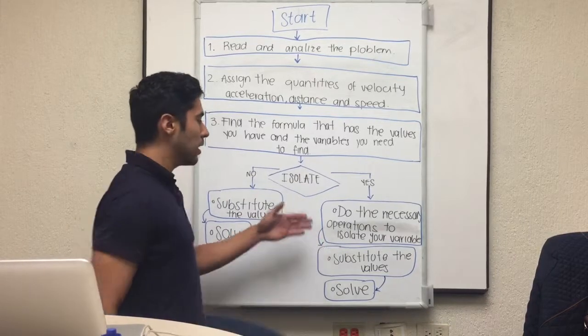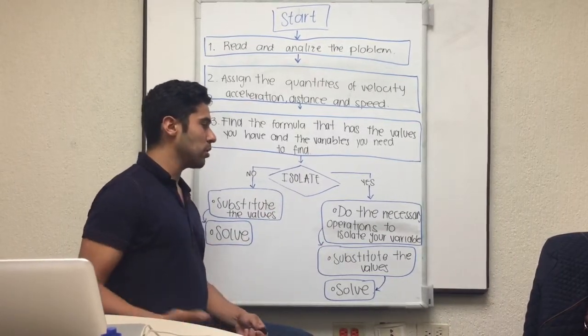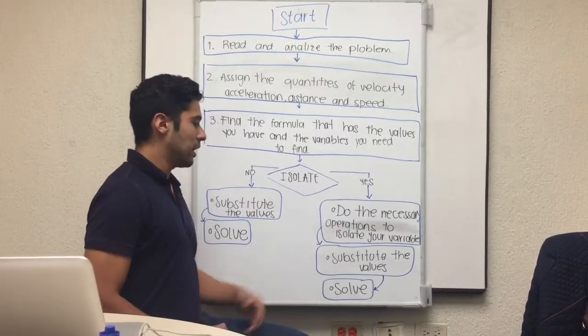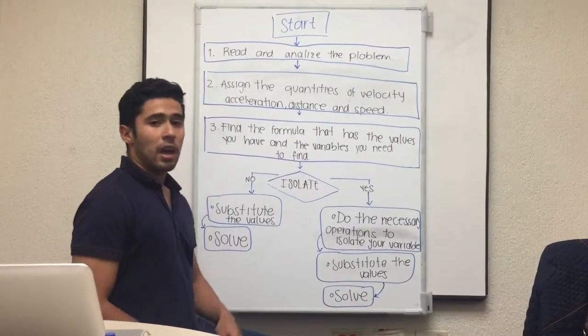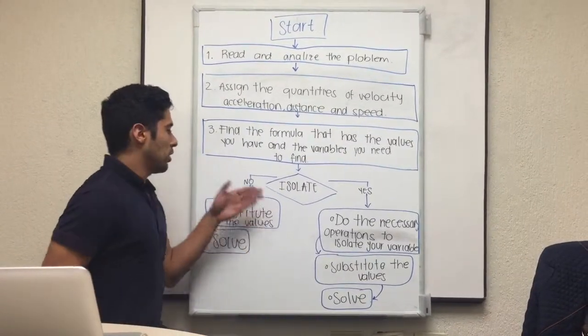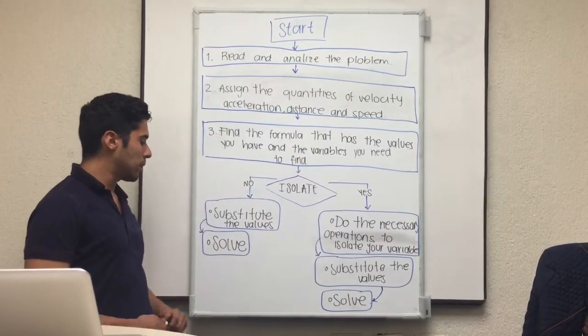If you have to isolate, you have to do the necessary operations to isolate your variable, and then you have to substitute the values and then solve. If you don't have to isolate, you just have to substitute the values and solve.